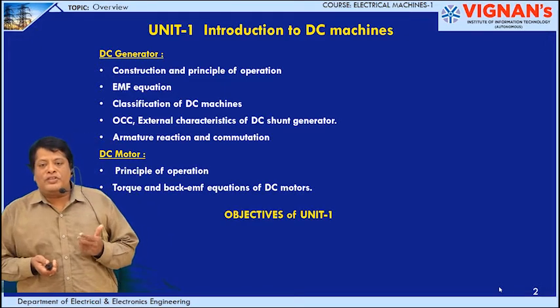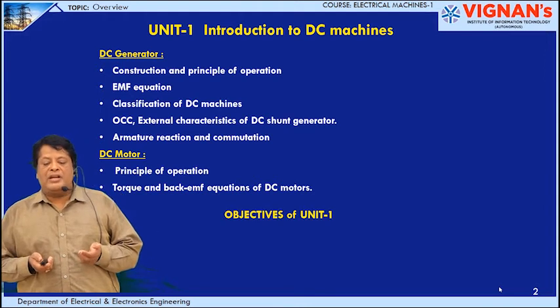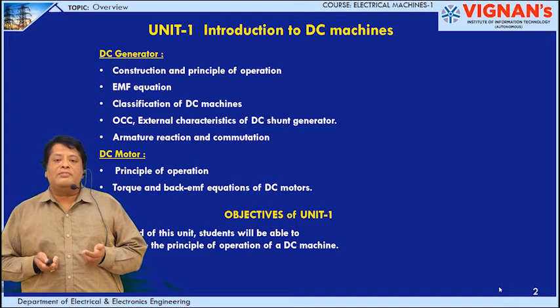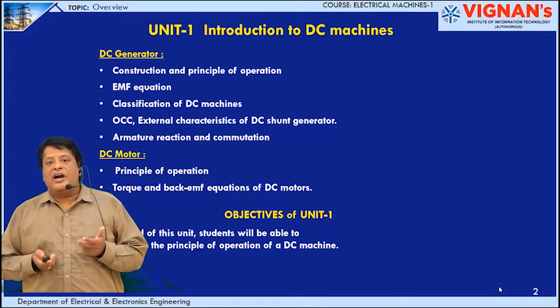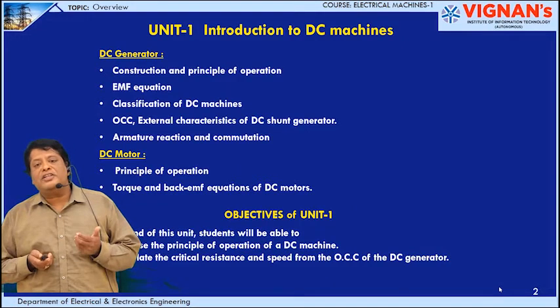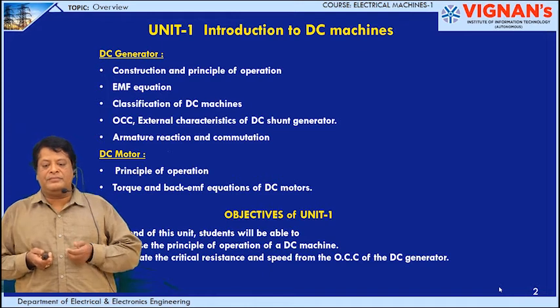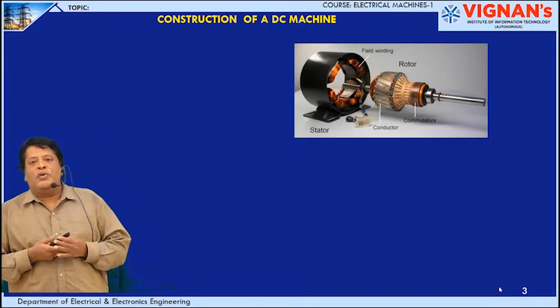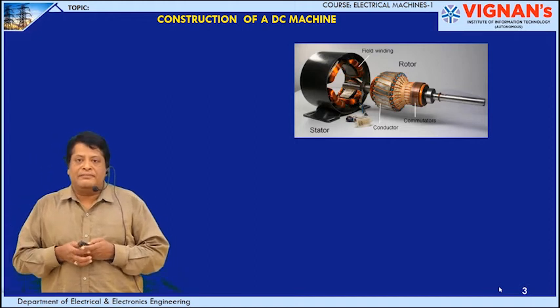The objective of this unit is that at the end of this course, the student will be able to analyze the principle of operation of a DC machine and calculate the critical resistance as well as the critical speed of a DC shunt generator. Construction. Now we are going to see the construction of a DC machine.